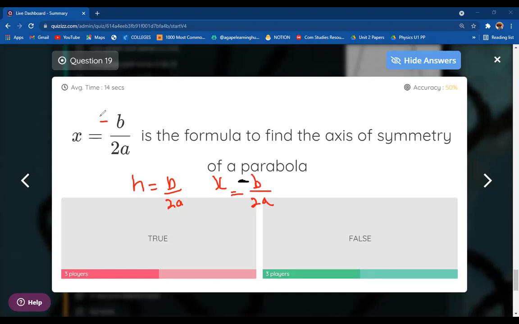Don't mess them up. H does not have the minus sign, but x does. It's minus b. So don't mix it up. That's why it's false.